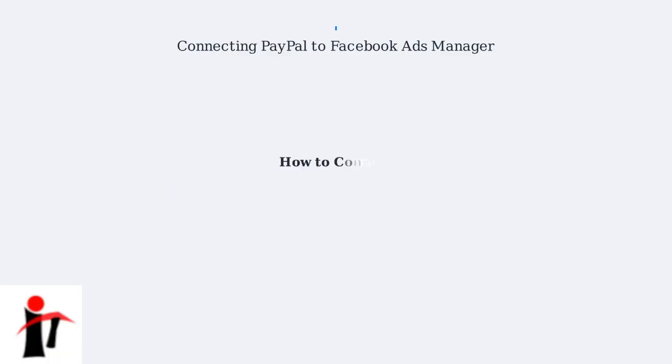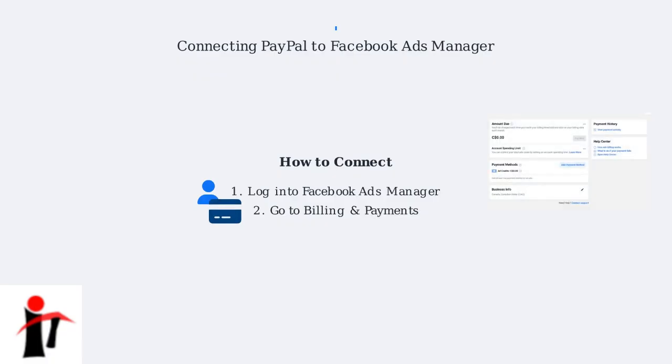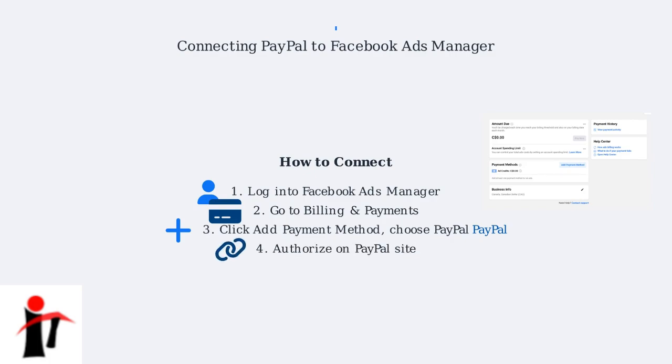To connect PayPal to Facebook Ads Manager, start by logging into your Ads Manager account through business.facebook.com or the app. Navigate to the Billing and Payments section in the top menu. Click Add Payment Method and select PayPal from the available options. You'll be redirected to PayPal's website to enter your credentials and authorize the connection.